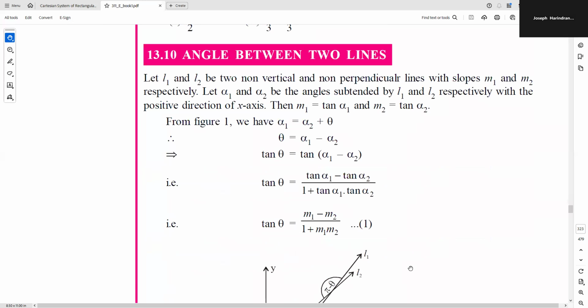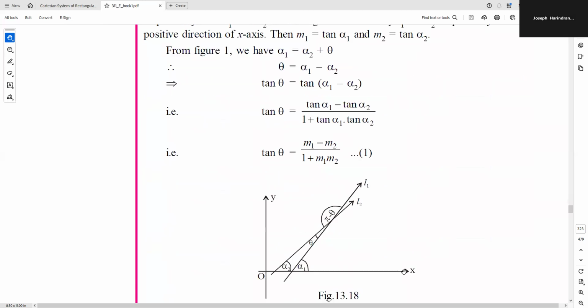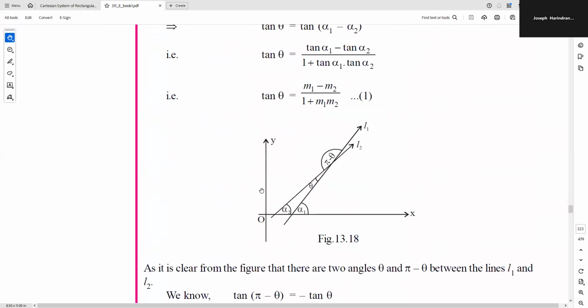When there is tan of alpha 1 minus alpha 2, this is actually how we got this alpha 1 minus alpha 2. Let us see. Now, two intersecting lines, we need to find out the angle between the two intersecting lines, that is theta here. We have the angle made by the two individual lines with the positive direction of the x-axis as alpha 1 and alpha 2 respectively.